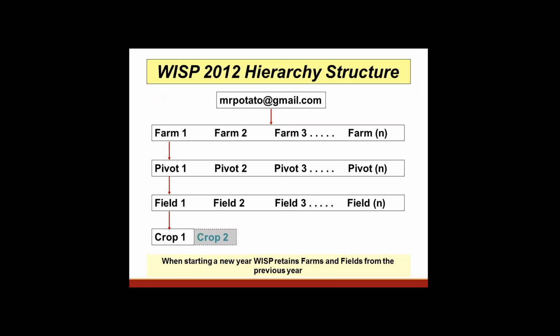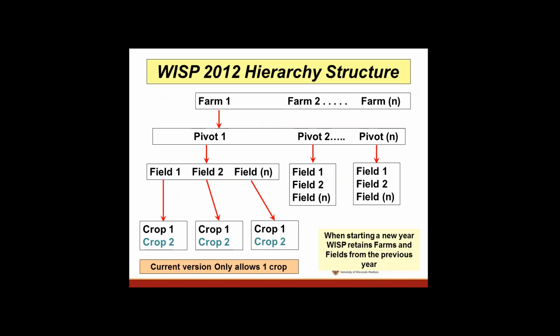Now, a little bit on the hierarchy of the program. This program can handle multiple farms, multiple pivots, multiple fields under a pivot, but at this point, only one crop per field. So that'll affect how you might set this up. Now, just a kind of pictorial look at this.